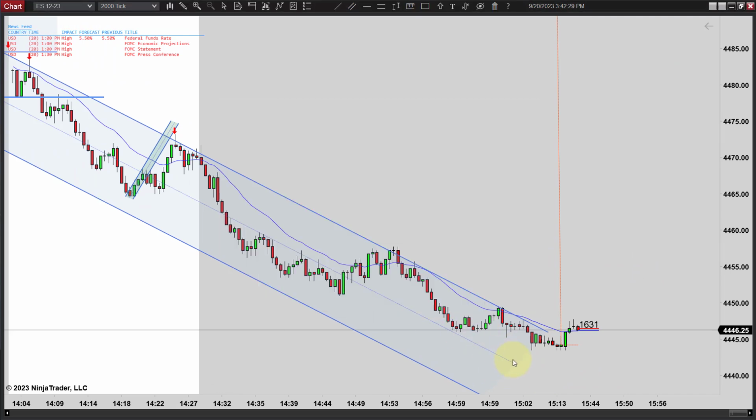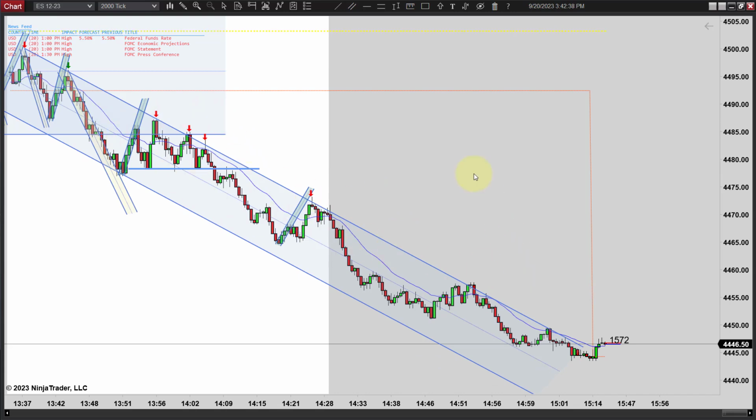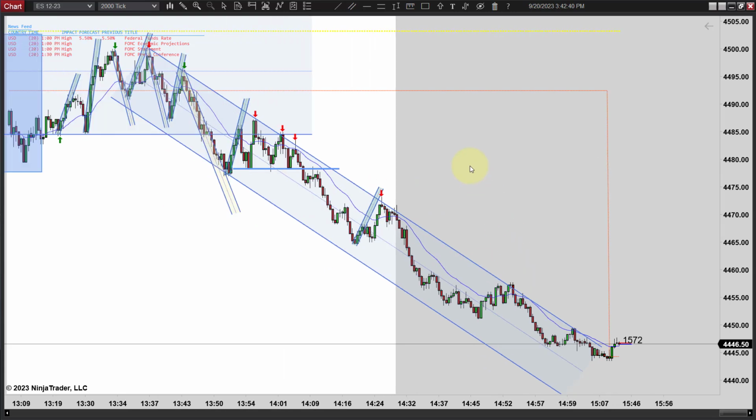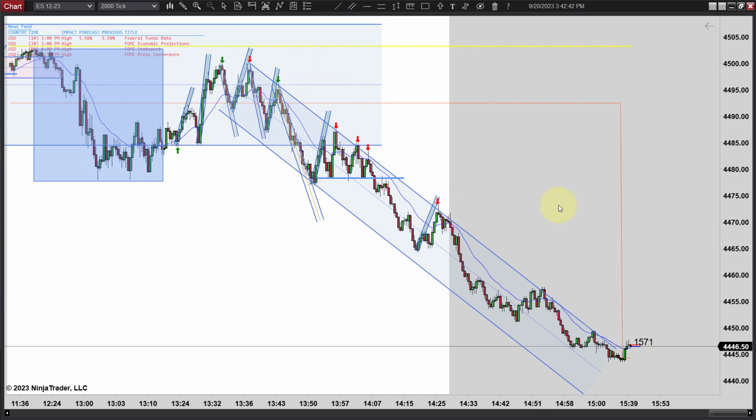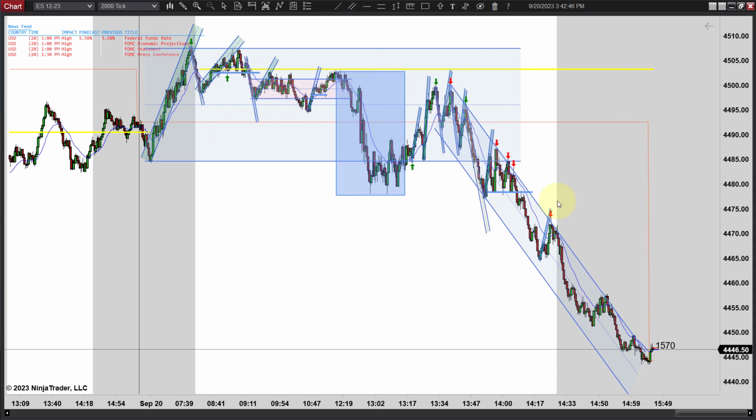We finally got a convincing close outside after the close. The whole day we never had a convincing close out. I mean, that's just as easy as it gets right there, into 2:30 especially. So anyway, that's how I saw it today.